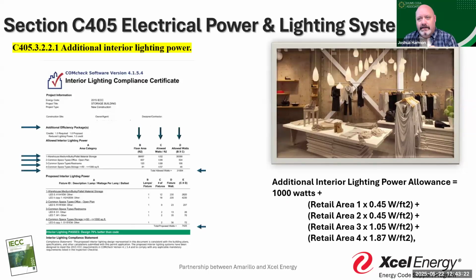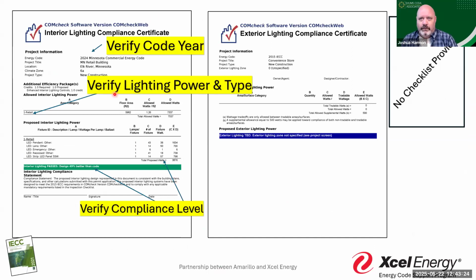Now, what I will remind us when we start to review these COMchecks for interior lighting is to verify the code here, right? Always double check the code, because every once in a while you're going to get the wrong code, right? This one's giving us the 24 Minnesota Commercial Energy Code. Well, guess what? We're not enforcing that one. So we're going to have to say, hey, you picked the wrong book, right? We're going to verify the type of lighting. You're telling me this is a retail space, and then when I look at it, it's a jail.